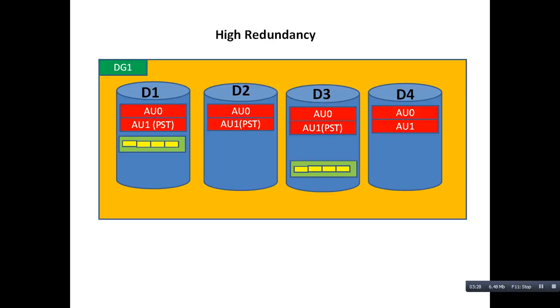But what if we have four failure groups, D1, D2, D3, D4, as part of a high redundancy disk group? In this case, every primary extent on D1 can have its mirrored copies on any other two failure groups, but not all three. So a primary extent on D1 can have its mirrored extent copies on D3 and D4. And similarly, a primary extent on D3 can have its mirrored extent copies on D1 and D2, but not on all other three failure groups.